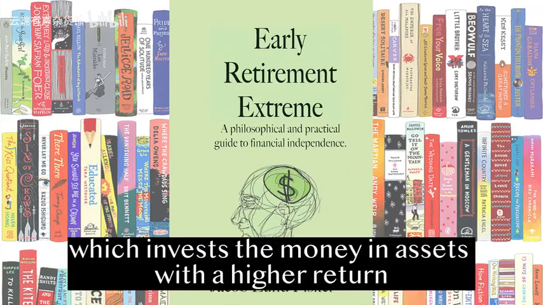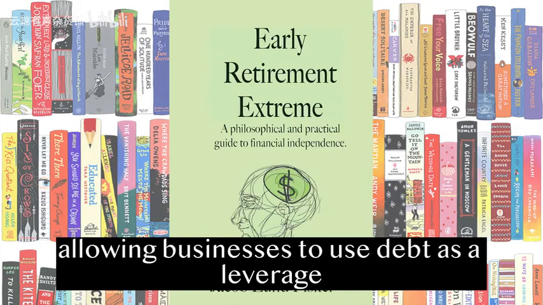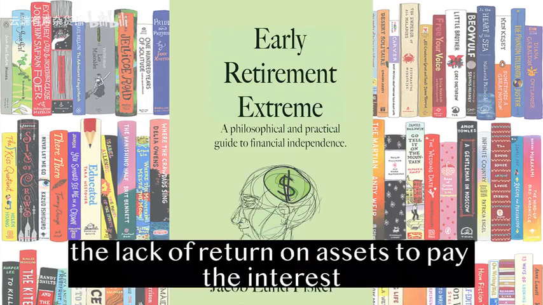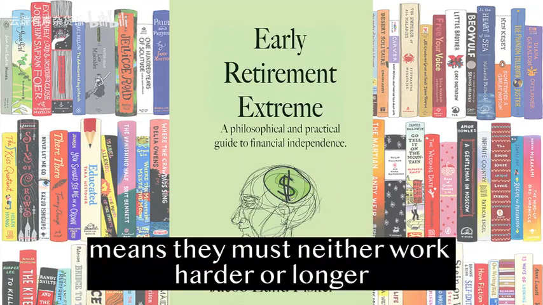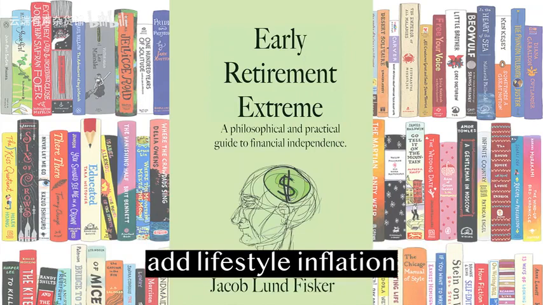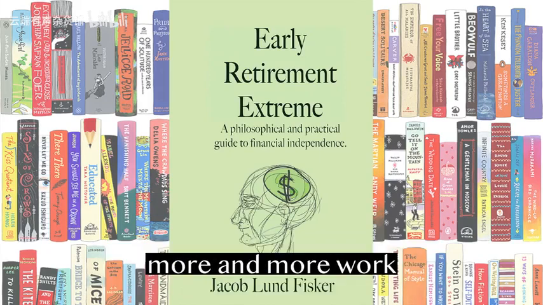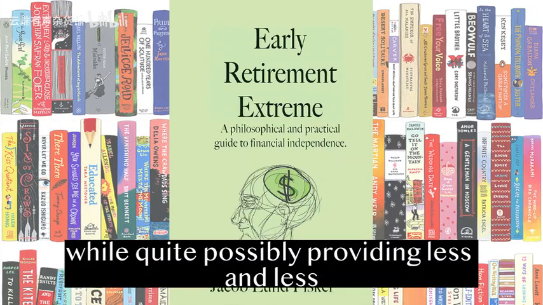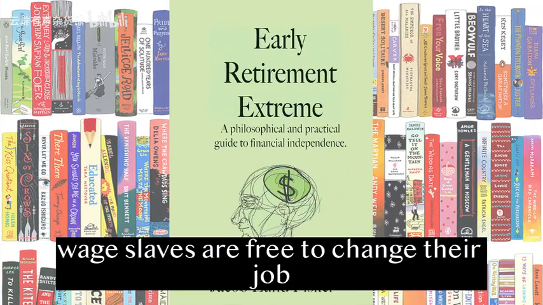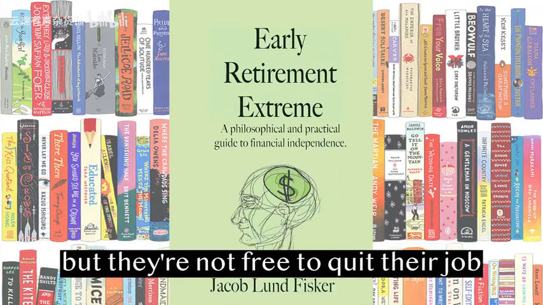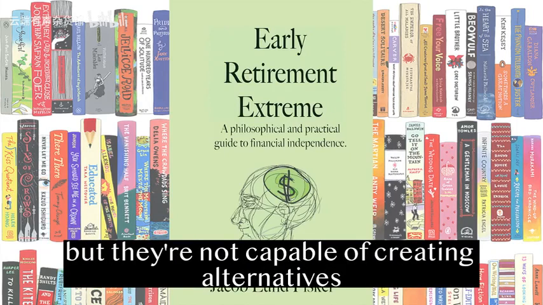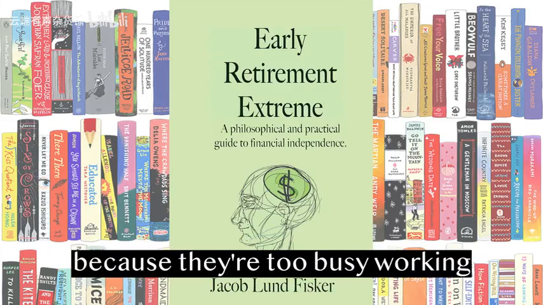Unlike a business which invests the money in assets with a higher return, allowing businesses to use debt as a leverage, consumers invest in higher consumption. The lack of return on assets to pay the interest means they must either work harder or longer for their consumption, and so they do. Add lifestyle inflation, and you have a process that inherently demands more and more work, while quite possibly providing less and less contentment. This is the definition of a wage slave. Wage slaves are free to change their job, but they're not free to quit their job. Wage slaves are free to choose other products as long as they can afford it, but they're not capable of creating alternatives to buying products because they're too busy working.